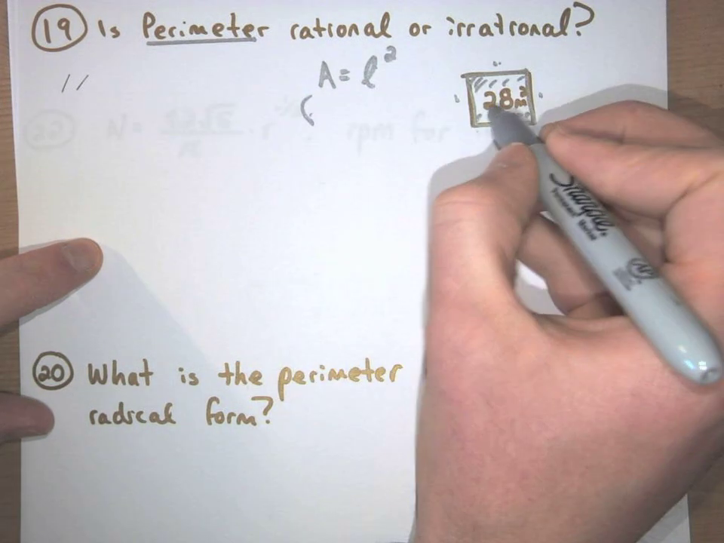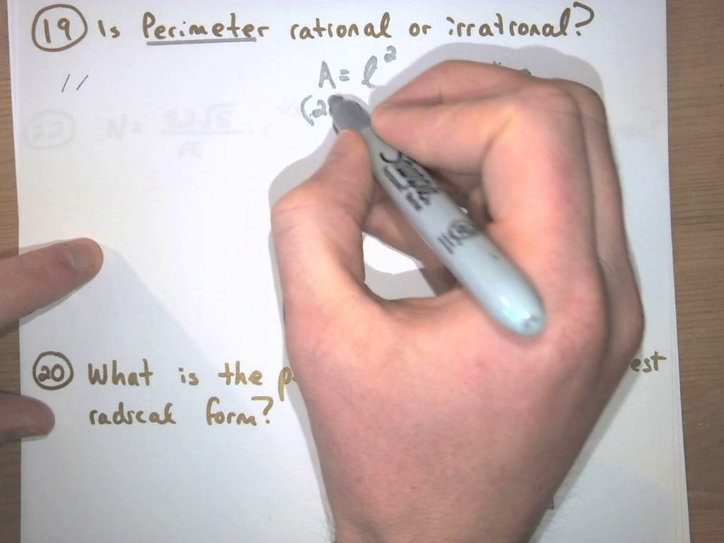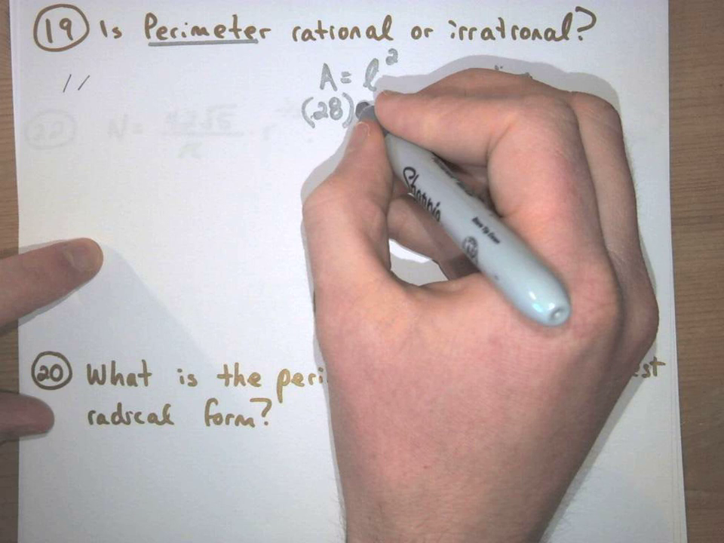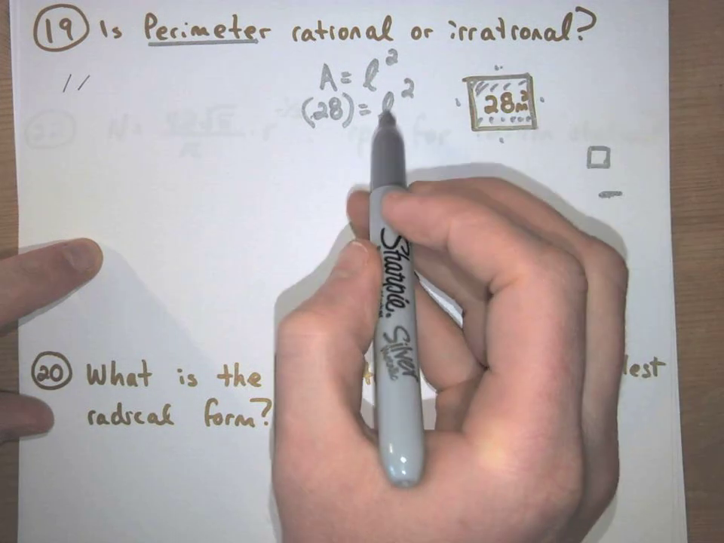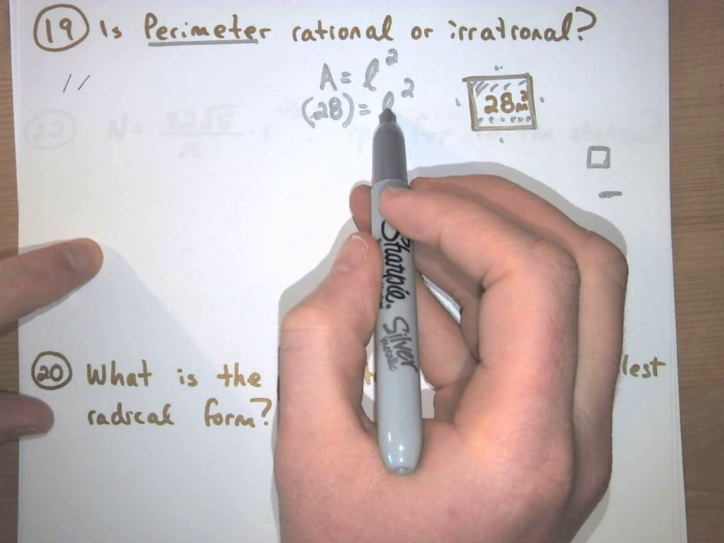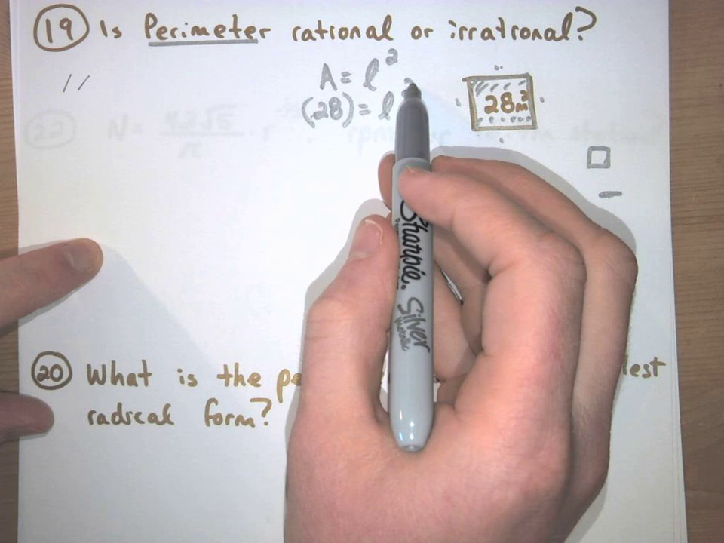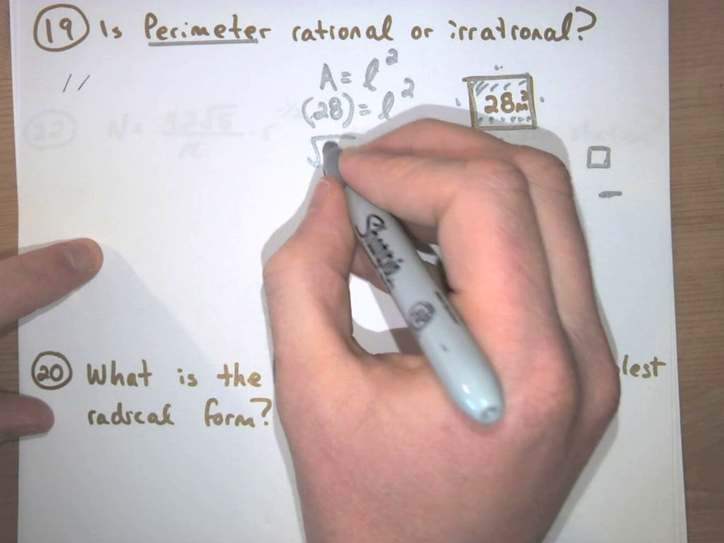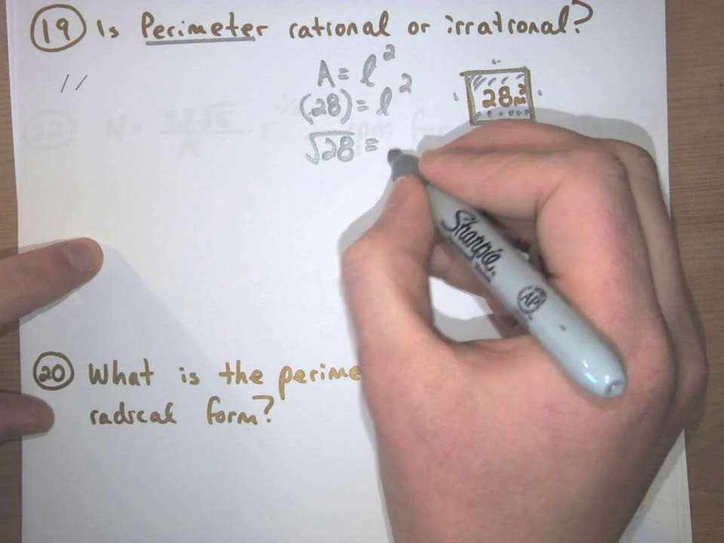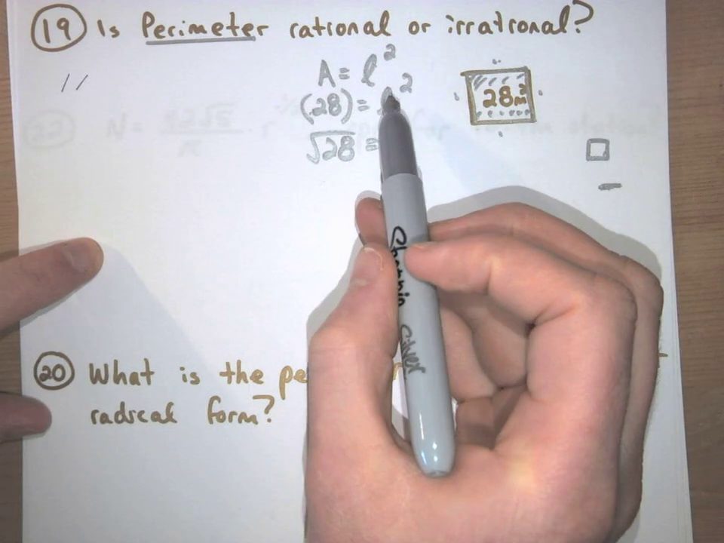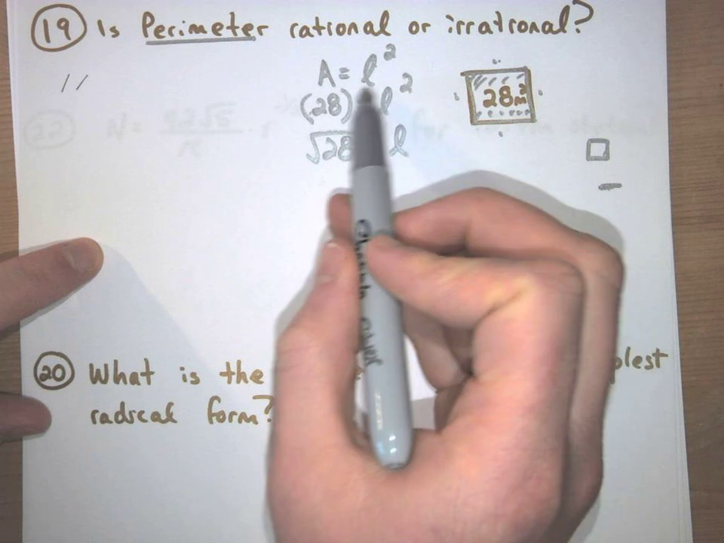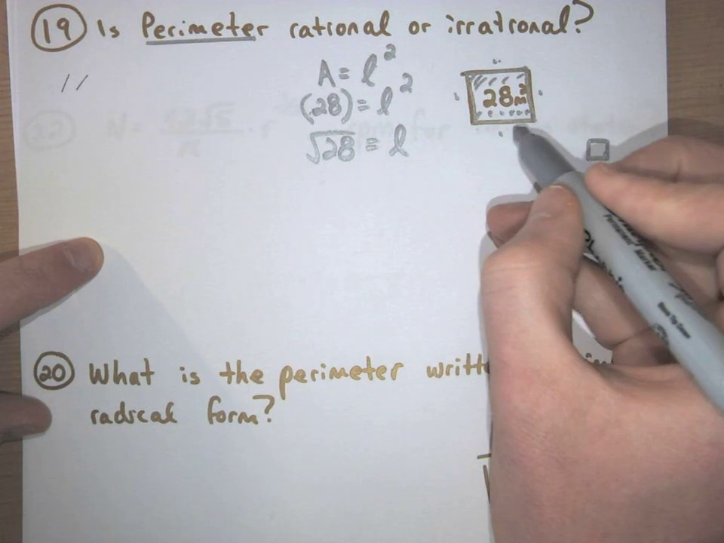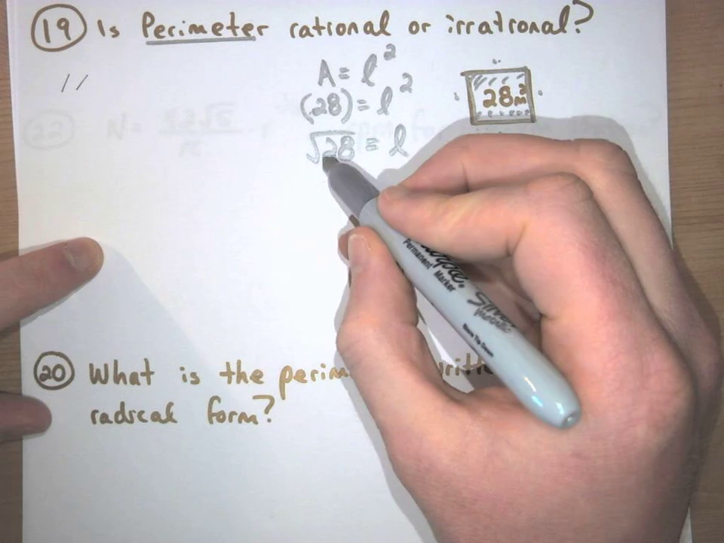So we know our area is 28, so I'm going to put that in. I put it right underneath because that's what the A is. We don't know what L is yet, so let's solve for L. It's not by itself, so let's get rid of the squared. The opposite of squared is square root, so we're going to go square root of 28 equals L. So we square rooted both sides. Now L is the square root of 28. So we know that one side length is the square root of 28.